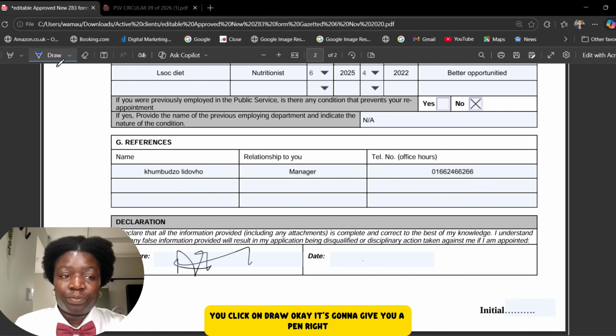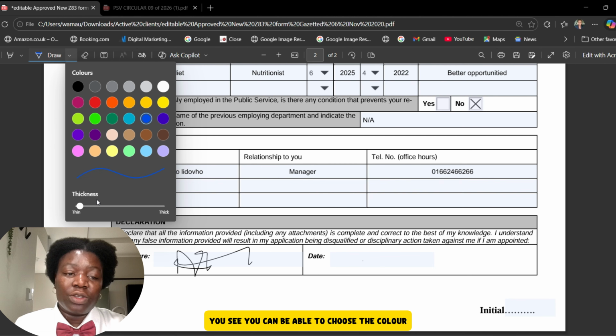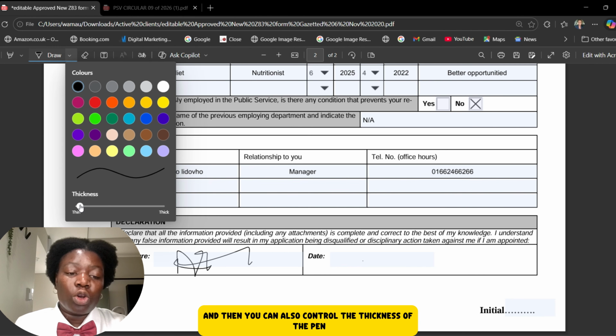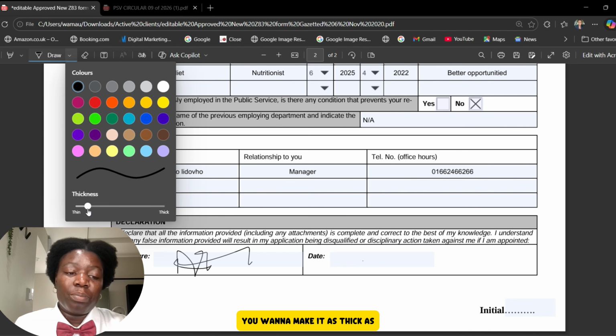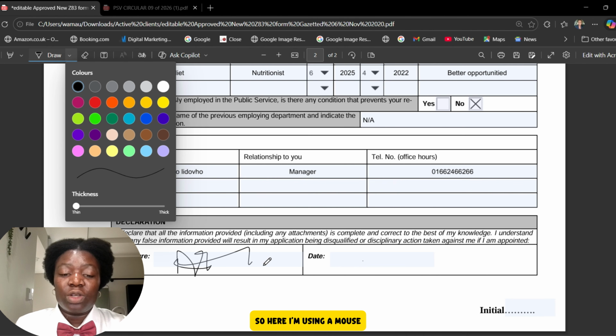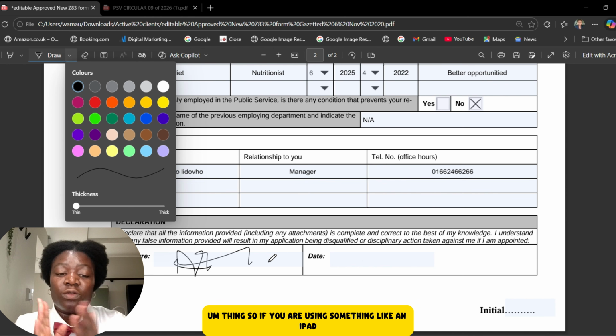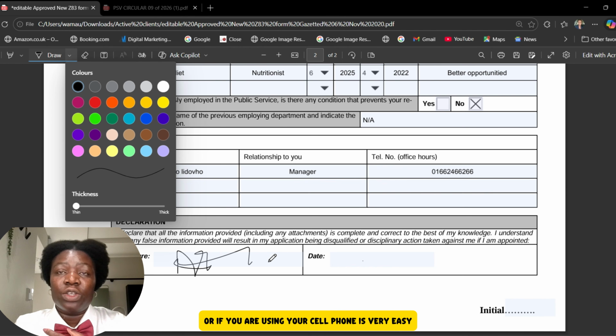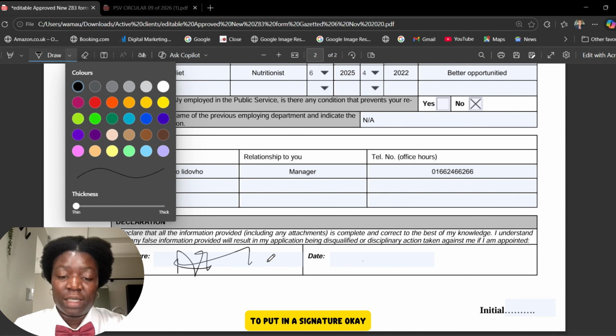You click on draw. Okay, it's going to give you a pen, right? And then if you click on the pen, you can choose the color you want to sign with, right? In this case, we're going to use black. And then you can also control the thickness of the pen. You want to make it as thin as possible so that it looks like this, right? So I had already signed, but I'm still going to sign. Here I'm using a mouse, so it's not going to give an accurate result. If you're using something like an iPad, or your cell phone, it's very easy because you can just use your finger to put in a signature, okay?